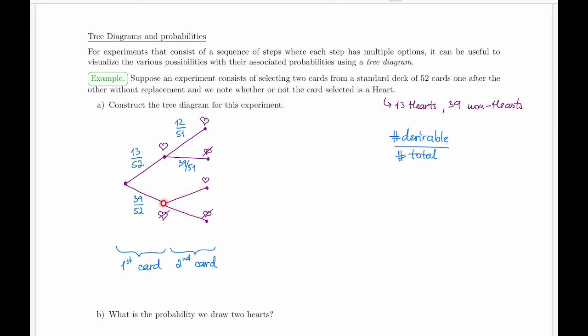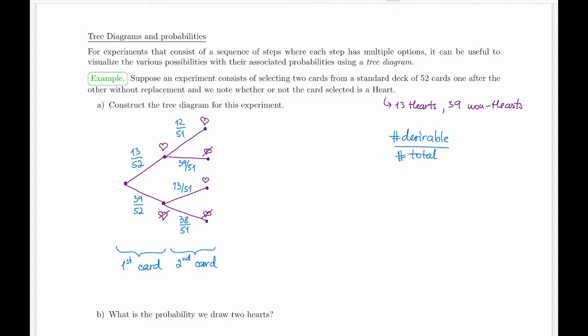If I have drawn a non-heart first, then on the second card, all of my hearts are still available. So I still have 13 hearts in my deck, but I now only have 51 cards left because I have actually taken a card. And then finally, if I drew a non-heart, that means that instead of 39 non-hearts, at this point, I only have 38 available and 51 cards in a deck.